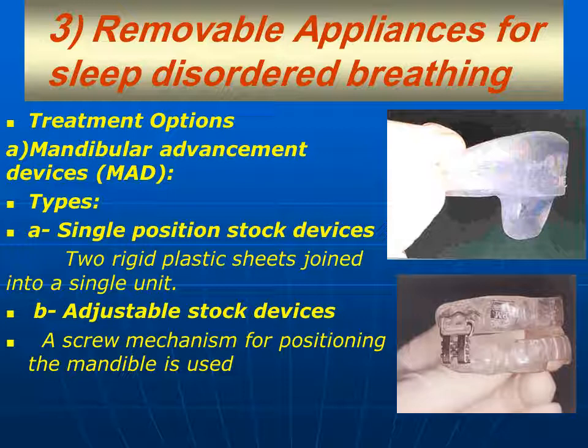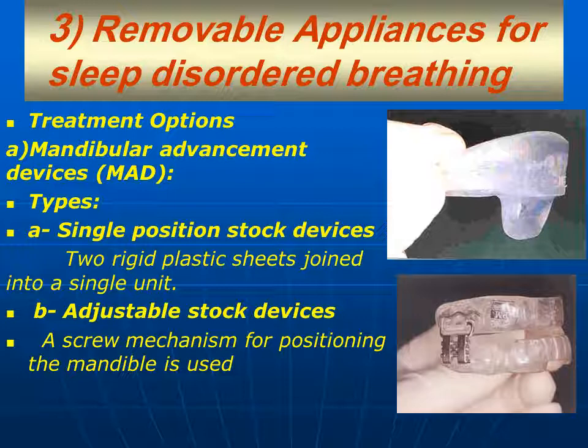The single position stock devices consist of two rigid plastic sheets joined together into a single unit. Therefore, two plastic sheets, one for the upper and one for the lower, are joined together as a single unit. That's to say, the patient places it as a single unit in the mouth. As you see in the first photo, the downward extension will keep the mandible in a forward position and therefore provide a space posterior to the tongue to keep the airway open.